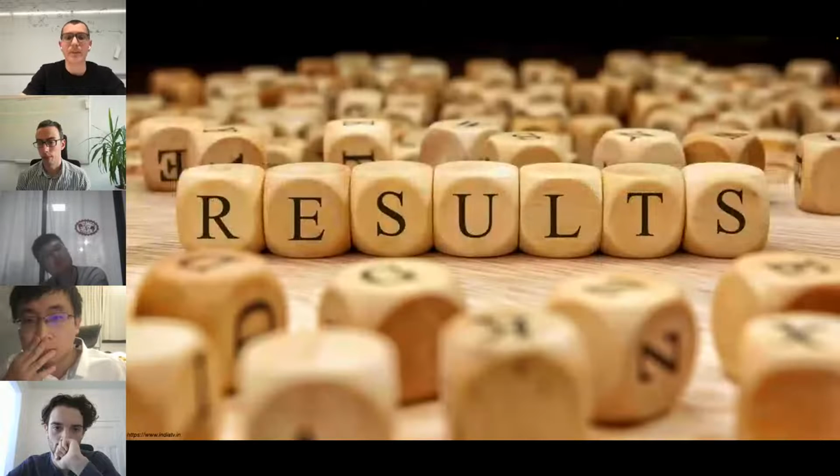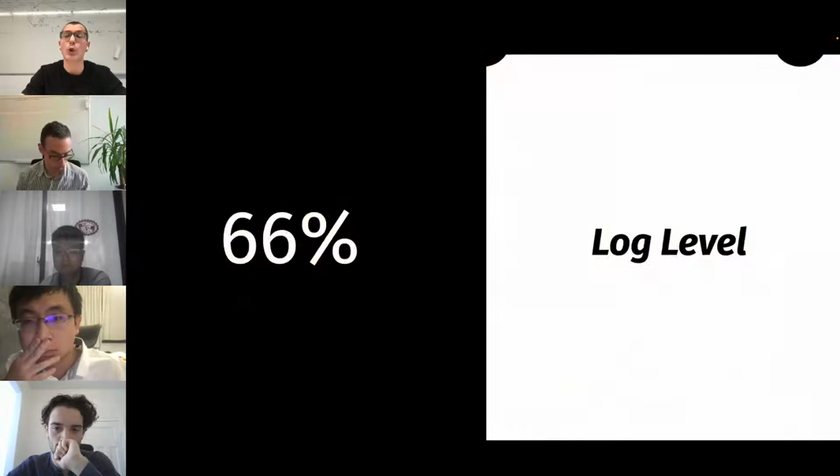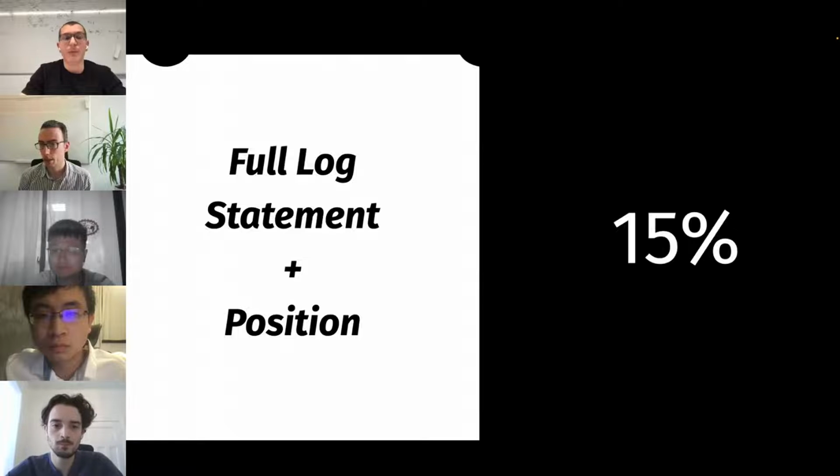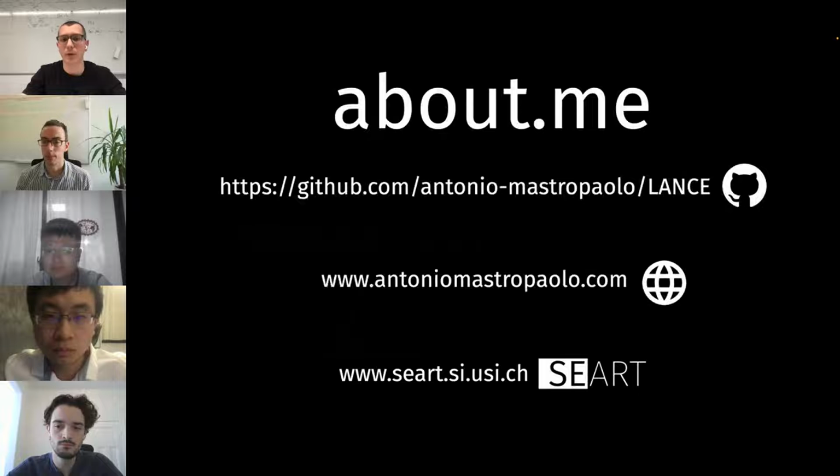The results that we achieved with this approach are the following. Concerning the log level, we found out that our approach was correct in 66% of cases. For the log position, instead, we found out that it correctly predicted the position of a log statement in a Java method in 65% of cases. Instead, for the log message, it correctly generated the log message as a real developer would do in 16% of cases. And finally, concerning the most challenging scenario, where it correctly predicted the log level, the log message, and also the log position, in this case our approach was correct in 15% of cases. And with these results, I would like to conclude my talk. Thank you very much.